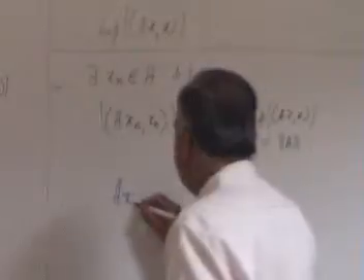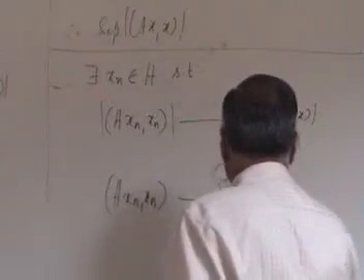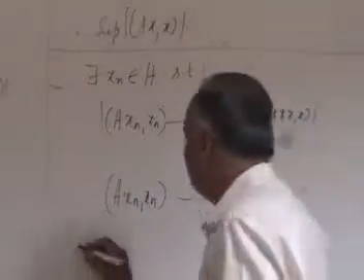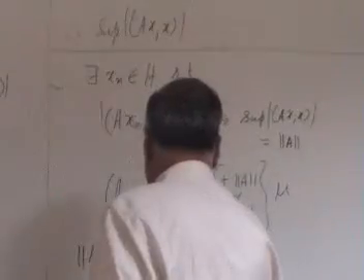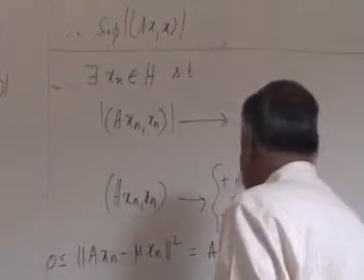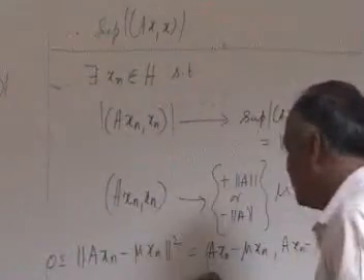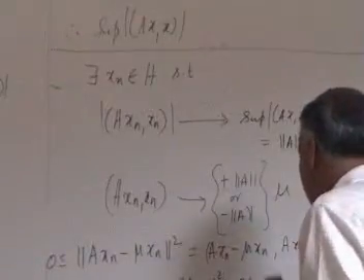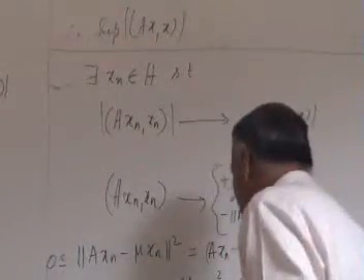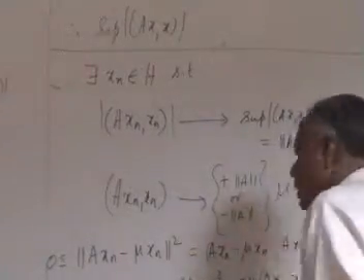Therefore, what I will have is an xn such that (Axn, xn) converges to plus norm A or minus norm A. Again, I will call this mu. It will converge to one of them. (Axn, xn) converges to mu. I will do the same thing. Calculate that norm. What will I get now? Same calculations, this is equal to (Axn minus mu xn, Axn minus mu xn), which is equal to norm Axn squared. Same calculation, so I am going to write it very quickly, plus mu squared, and this is less than or equal to norm A squared, xn squared is 1, minus 2 mu (Axn, xn), right?